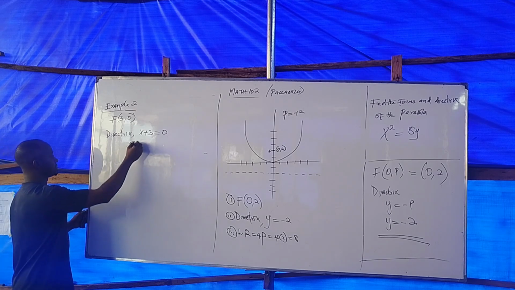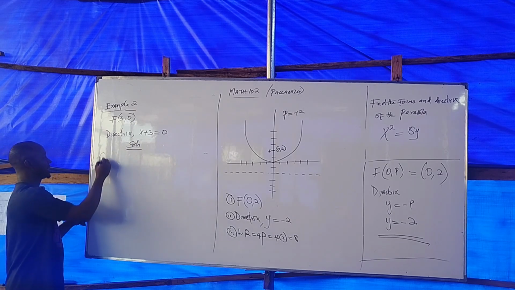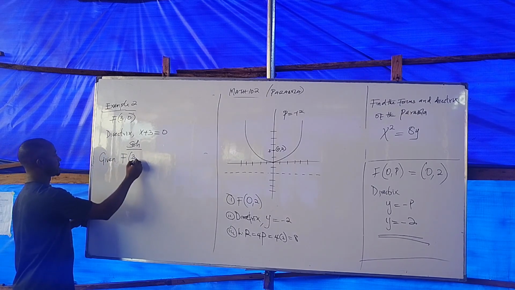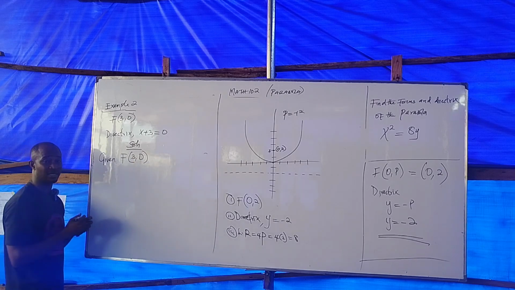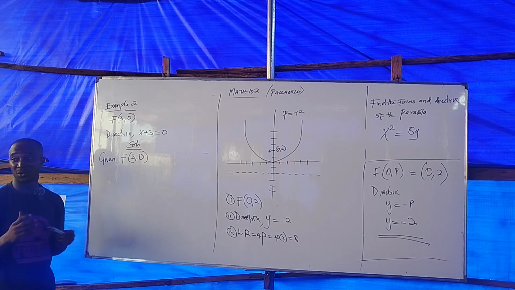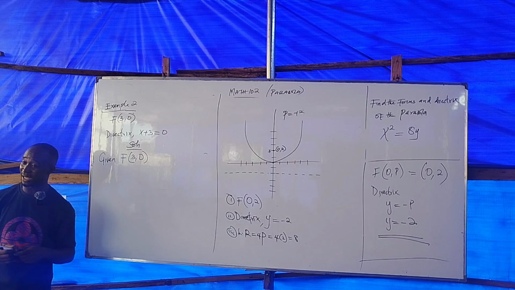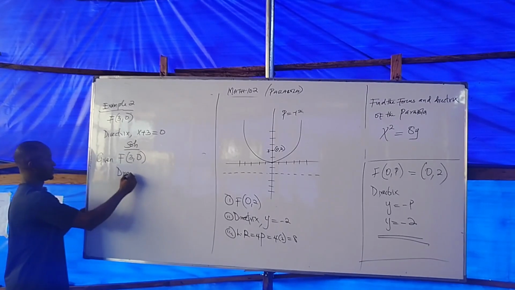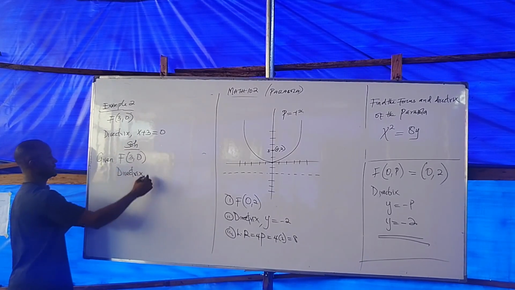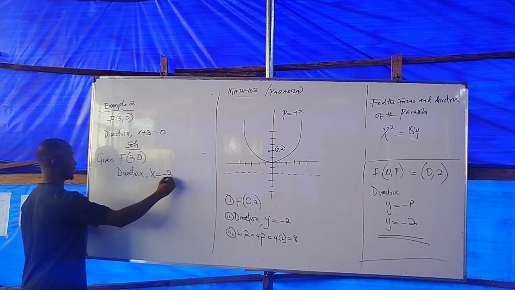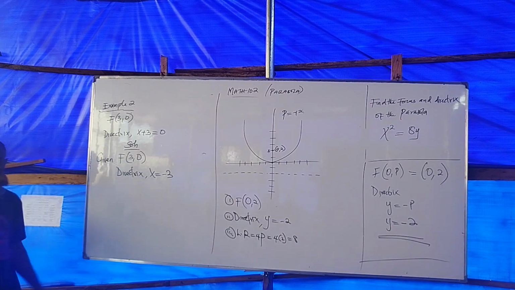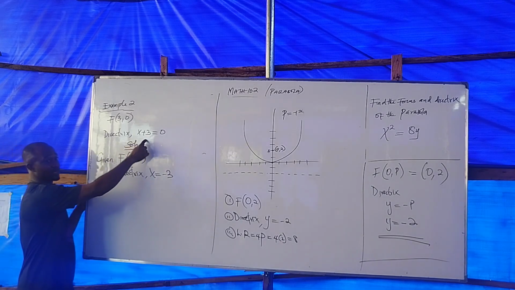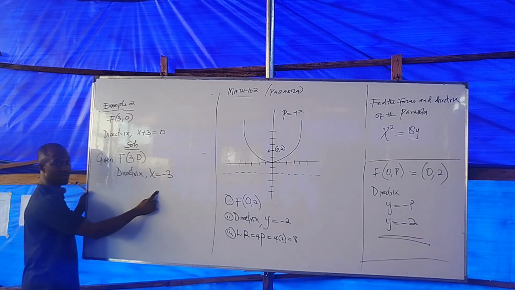Solution to this: we are given our focus to be (3, 0). The directrix is x + 3 = 0, which means x equals minus 3. Are you aware?